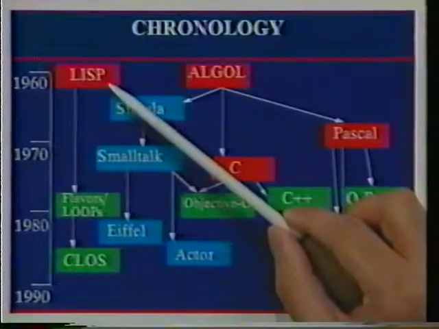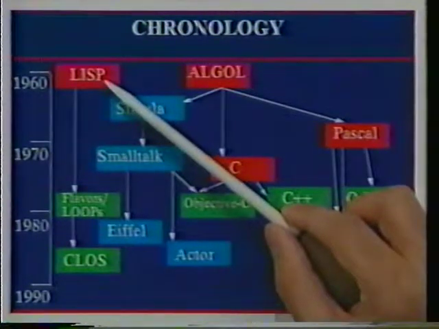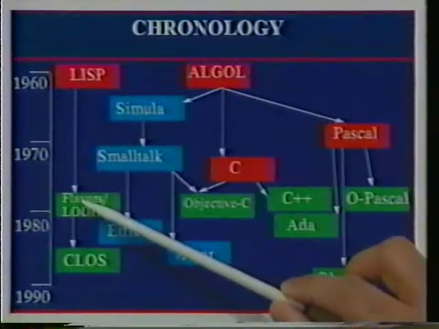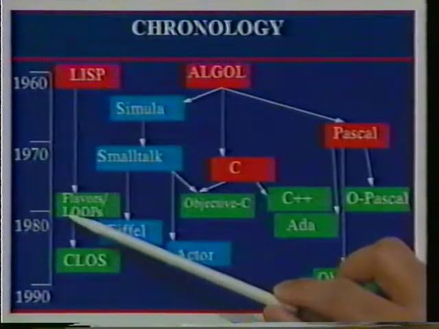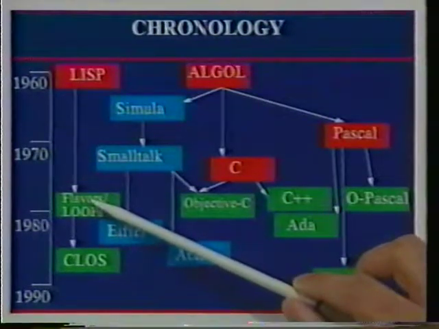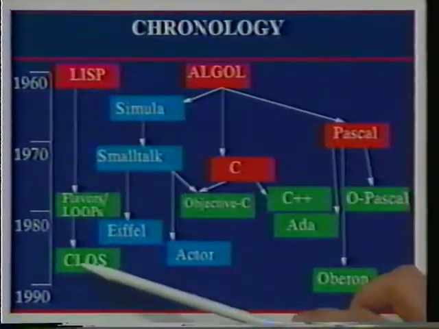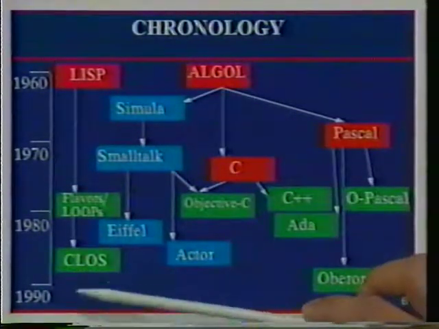Lisp is a language which was developed for artificial intelligence applications, and from that Flavors and Loops evolved in the early 80s. Loops is a Lisp object-oriented programming language, and Flavors also is an object-based version of Lisp. Class is the current standard of Lisp, which is the Common Lisp Object System.